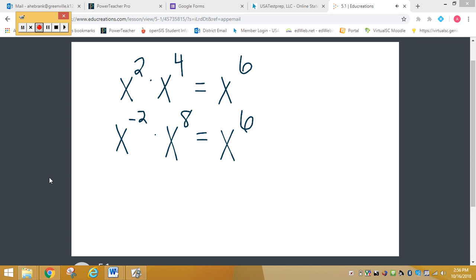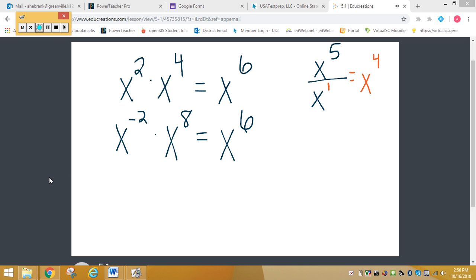What else do you need to know? You need to know division. So what if it's x to the 5th divided by x? If you remember, if there is no exponent, there's really a 1 right there. And if you divide, your rule is to subtract. So 5 minus 1 is 4.